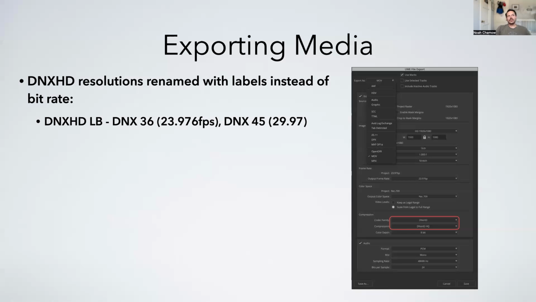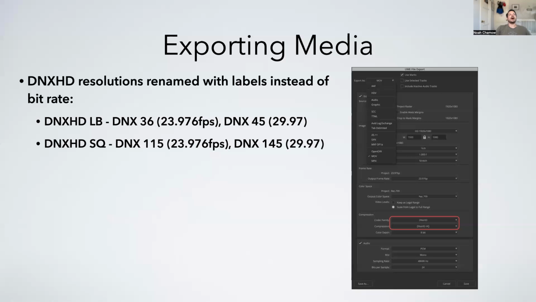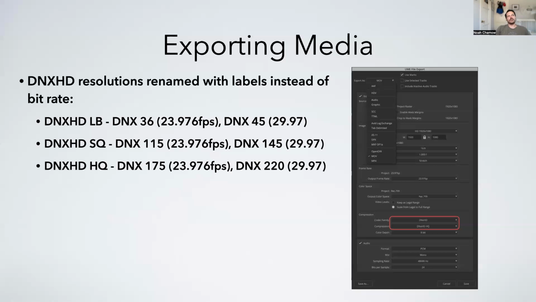So the versions are DNX LB, which is now effectively the same thing as DNX36 and DNX45. DNxHD SQ, which is the same thing as DNX115 and DNX145.